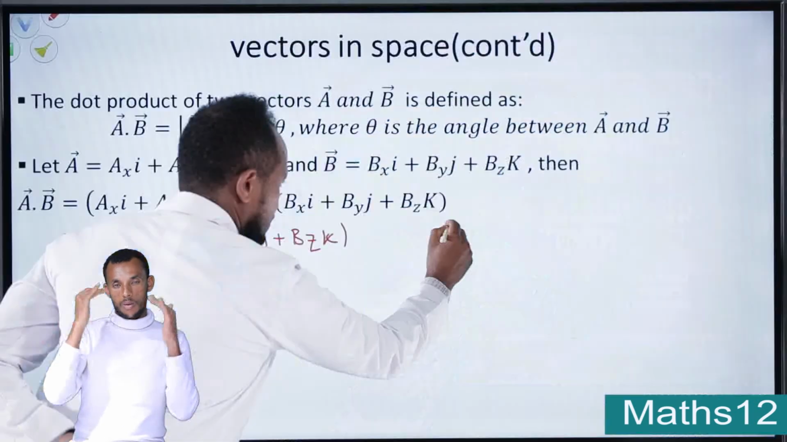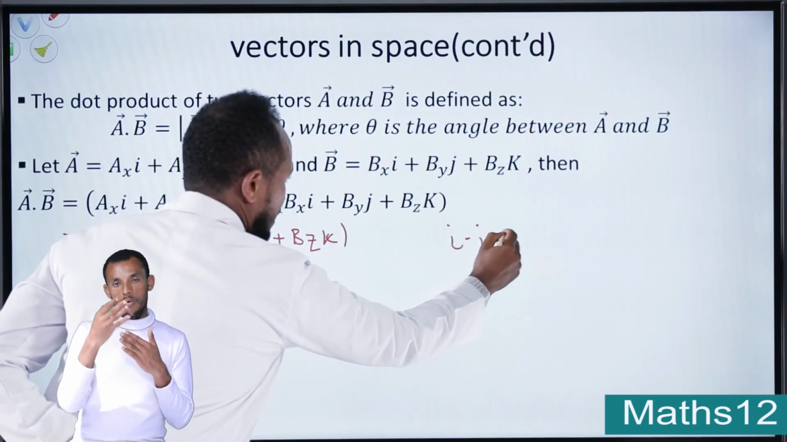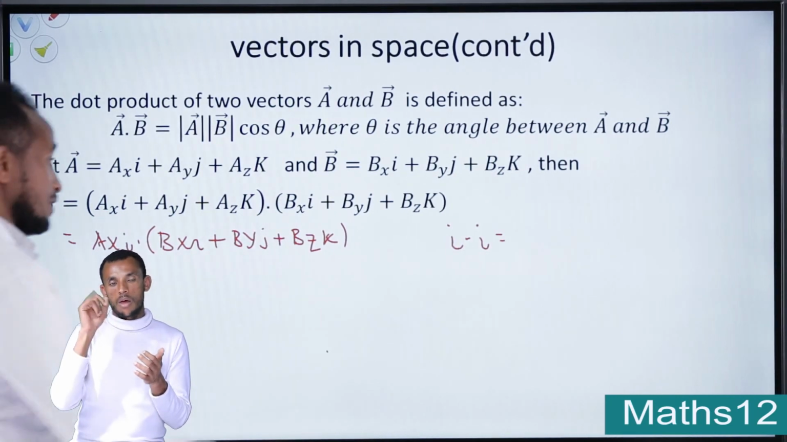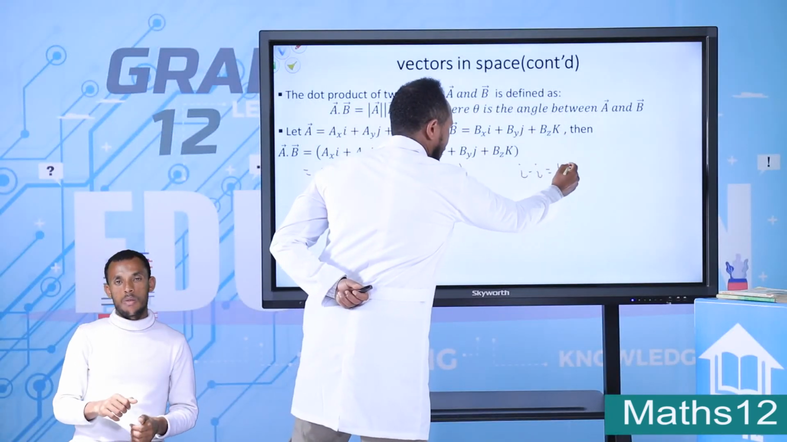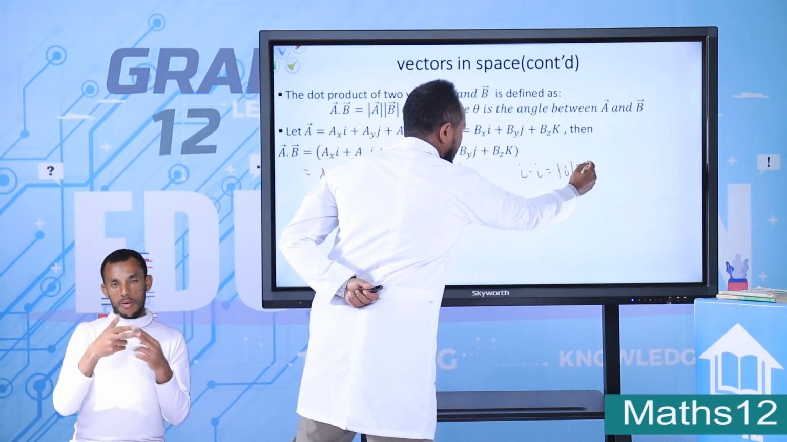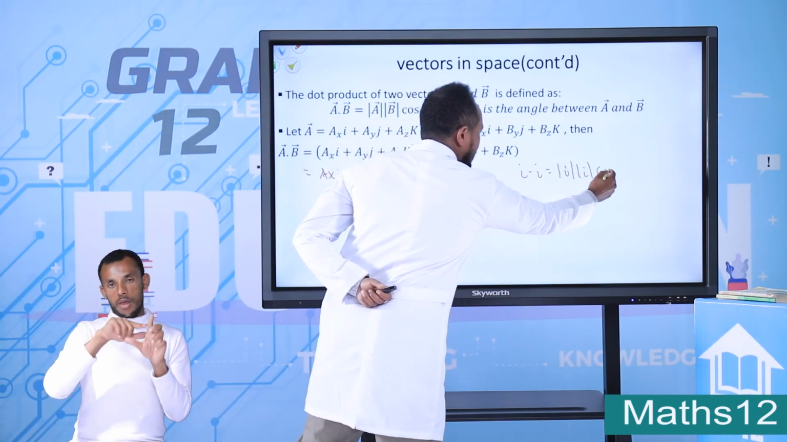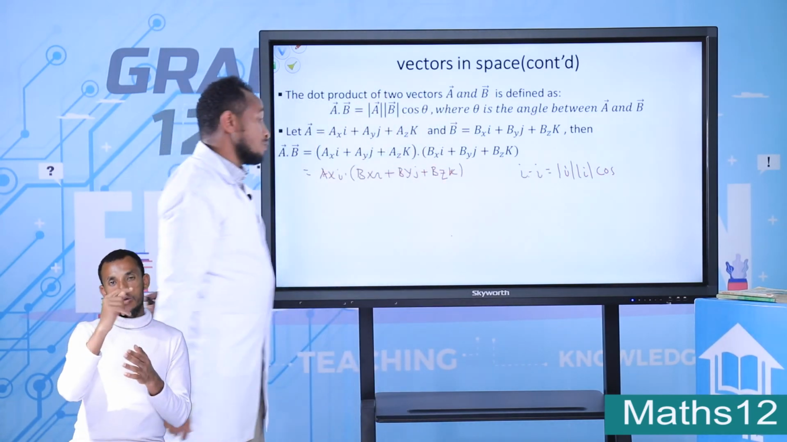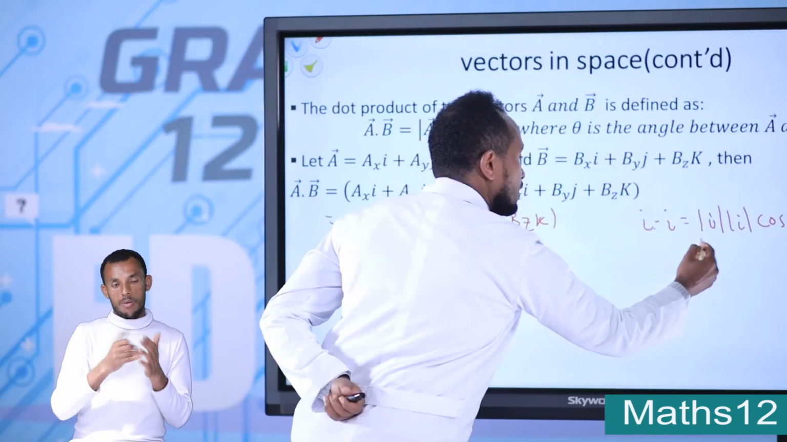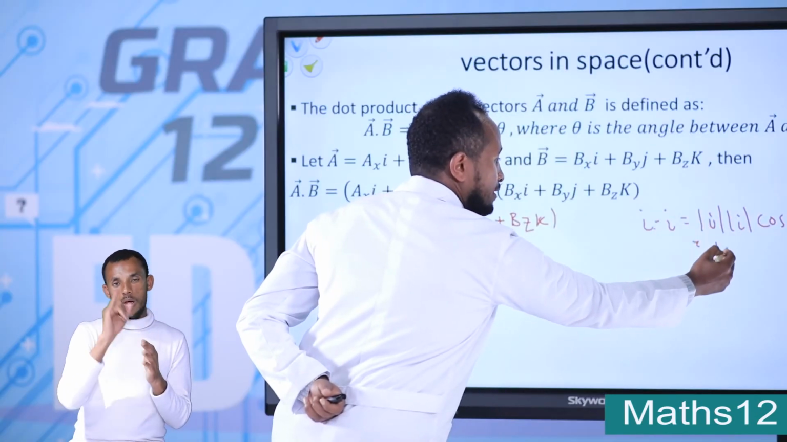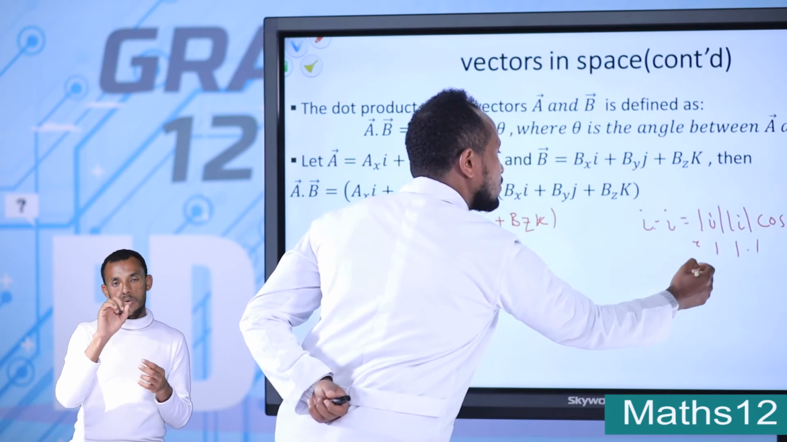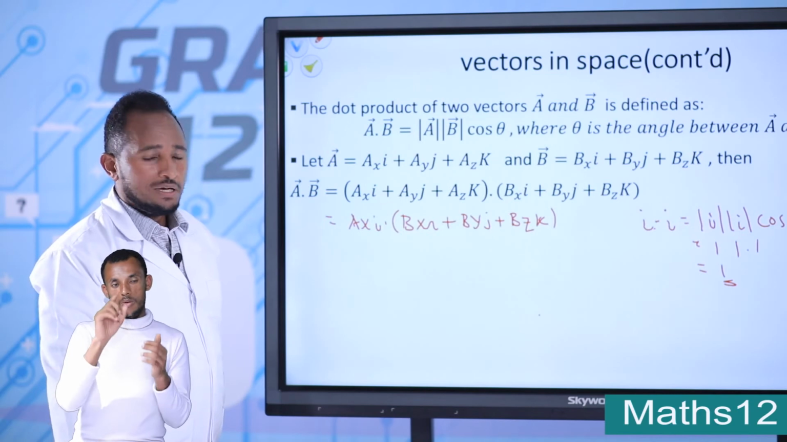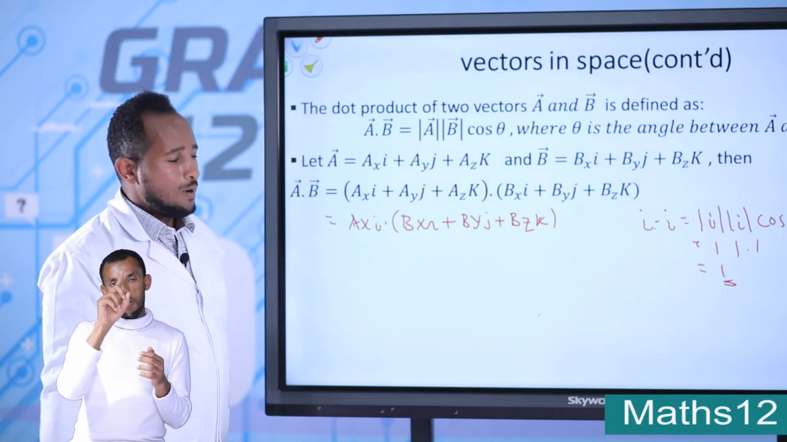I hope you know this, the dot product of I with I. So I dot I, simply you can evaluate using magnitude of I times magnitude of I times cosine of the angle between the two vectors. The angle between them is 0, cos 0. Magnitude of I is 1, 1 times 1, cos 0 is also 1. The product will be 1. I dot I is 1. Similarly, J dot J is also 1, K dot K is also 1.